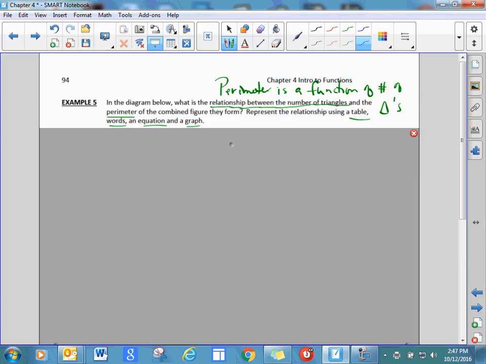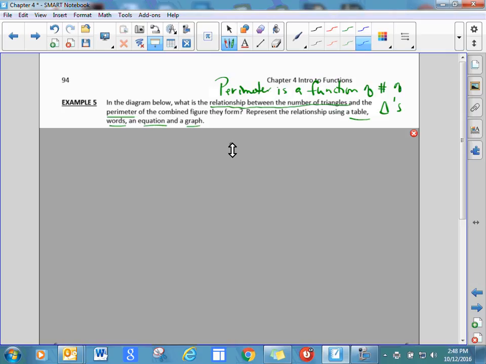So if you're just looking at the problem, it gives you a picture. You can see the triangles, and it tells you that there is a relationship between the number of triangles and the perimeter, and it's asking you to come up with what the equation is that describes that relationship. So they ask us to do a few things. They want a table, which means we're going to put some values in it. They want some words to describe the relationship, which we can do only after we make the table and see the relationship, and graph the table and write an equation.